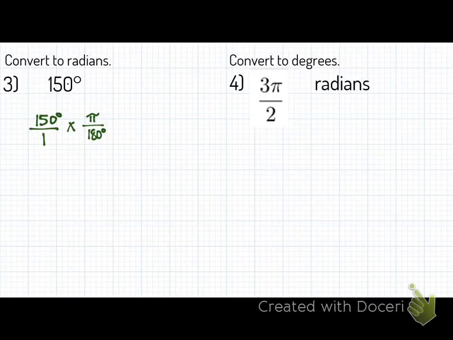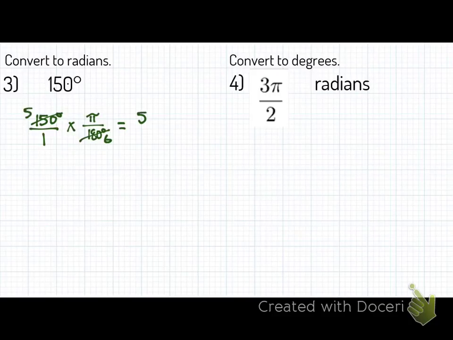Okay, what goes into both 150 and 180? 30, good. So 150 divided by 30 is 5, and 180 divided by 30 is 6. I think Seth got that first, okay? Want to make sure he's happy.